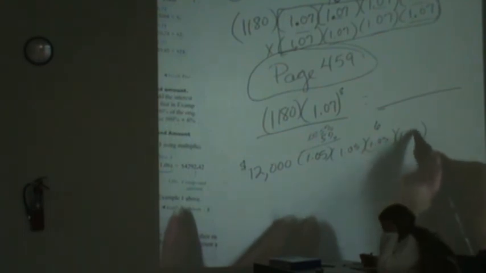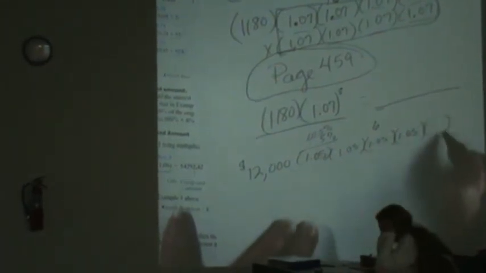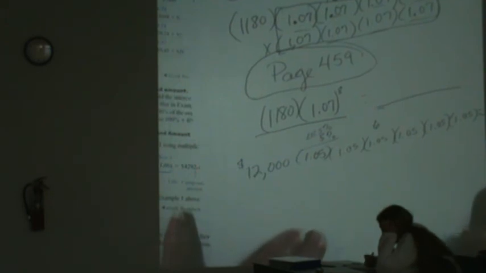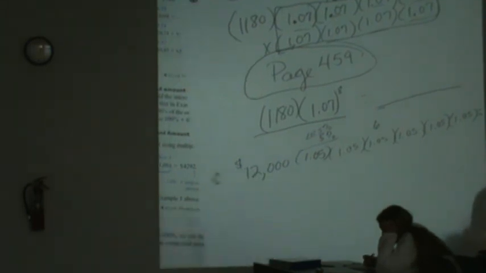Remember 5% is 105%, right? So it's 1.05. We can put the 6 as an exponent, or we can write it 6 times. Somebody multiply that out for me. Do all of those, do it 6 times. Somebody get that number. A couple of you do it so we can make sure it's the right answer.